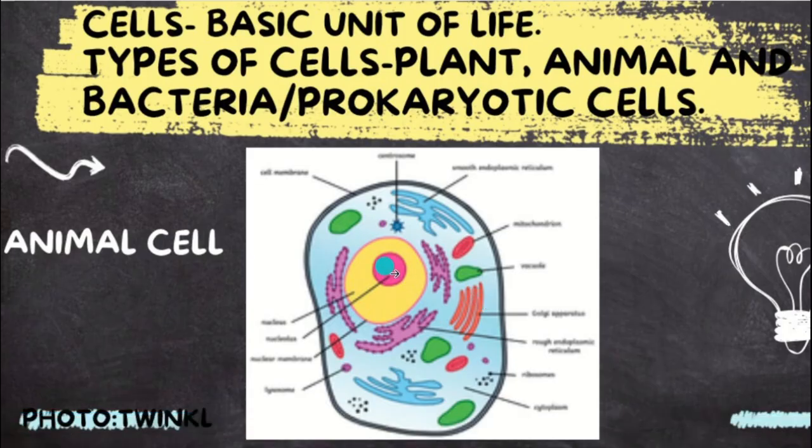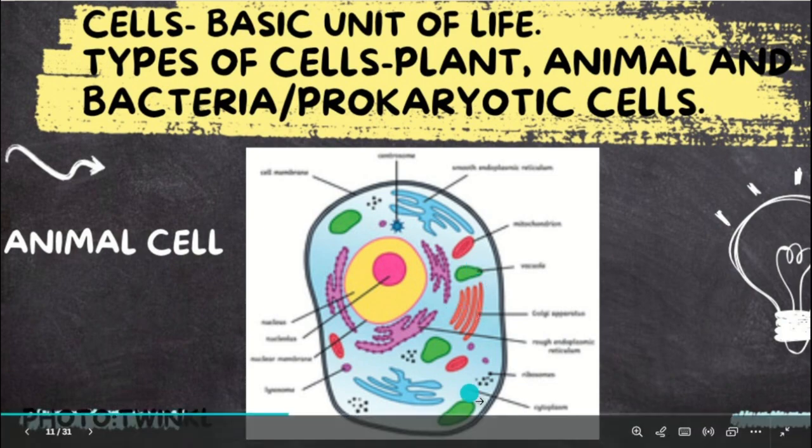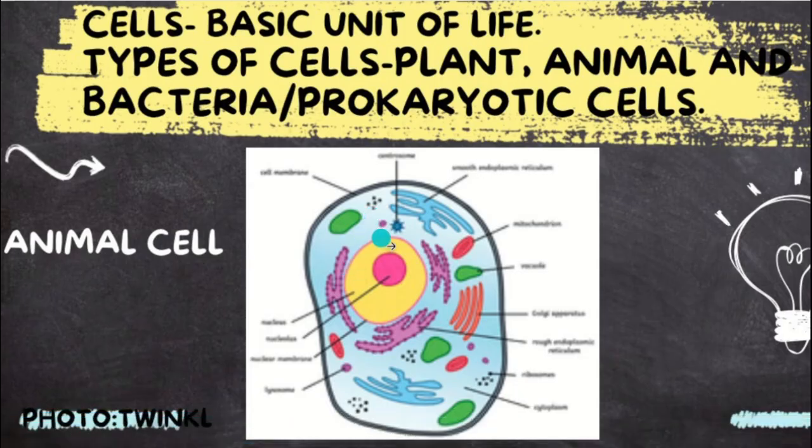So right here we have our nucleolus. We have the nucleus, this big yellow thing. This is the nucleolus, right? And right here, this is our rough endoplasmic reticulum, our smooth endoplasmic reticulum, our Golgi body slash Golgi apparatus, our cytoplasm, lysosome. We obviously have the cell membrane, and this is the centrosome, vacuole, mitochondria, and all that stuff.